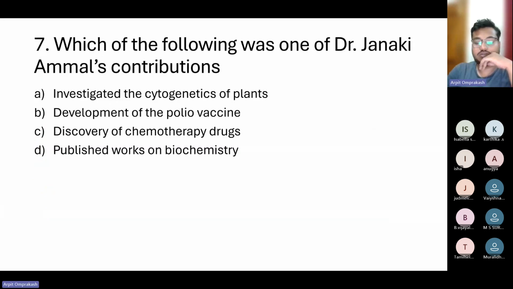And the last question is, which of the following was one of Dr. Janaki Ammal's contributions? A, investigated the cytogenetics of plants. B, development of the polio vaccine. C, discovery of chemotherapy drugs. And D, published works on biochemistry. It's quite a straightforward question. Does anyone want to answer?